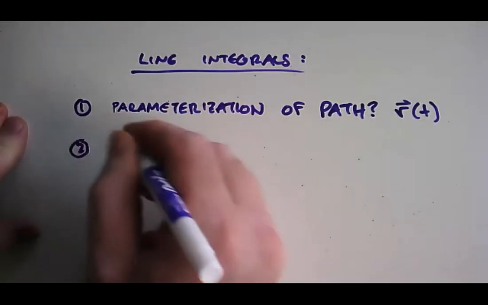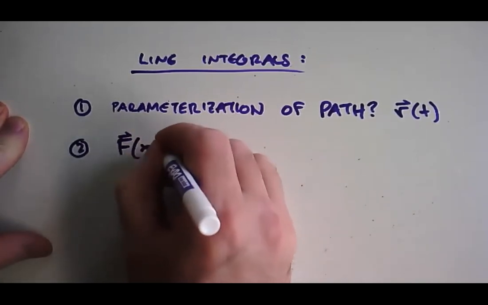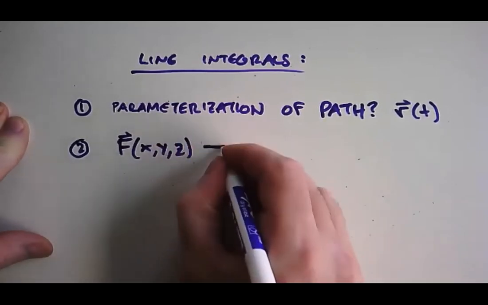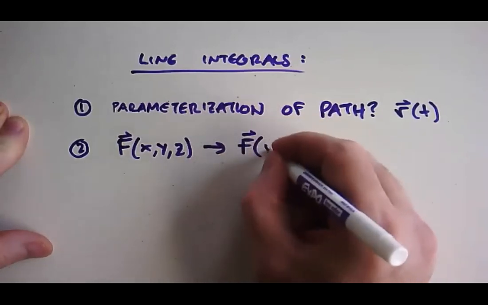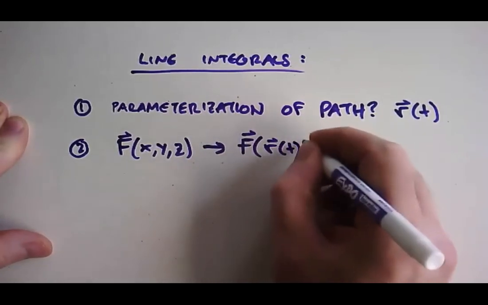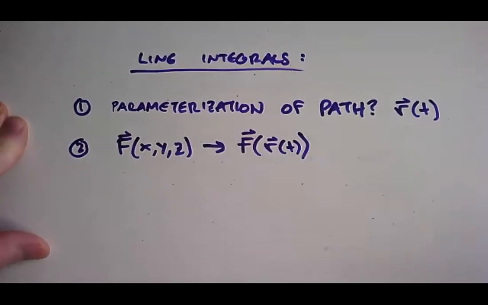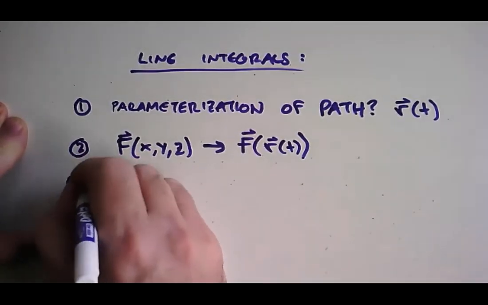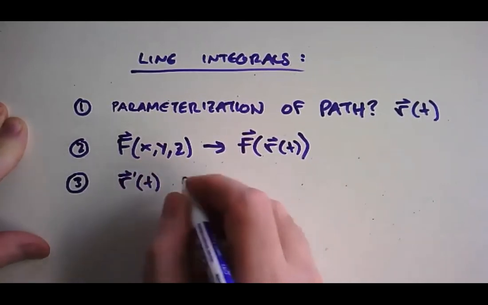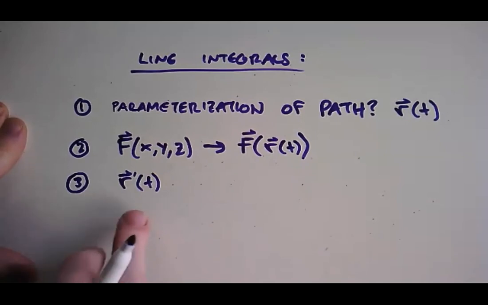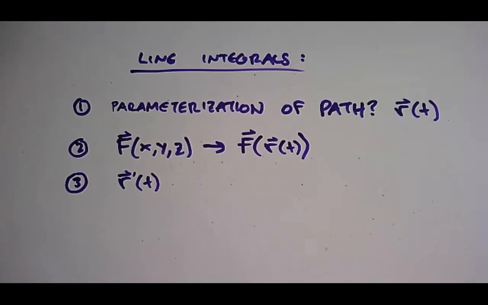Okay, what are we going to do next? Let's rewrite f of x, y, z in terms of that parameterization, so f of r of t. In doing so, we've converted from x's, y's, and z's to a function of t. The other ingredient that we'll need then is r prime of t. When I did the problems, as soon as I had r of t, I also calculated r prime of t, because I knew I was going to need that a little bit later.